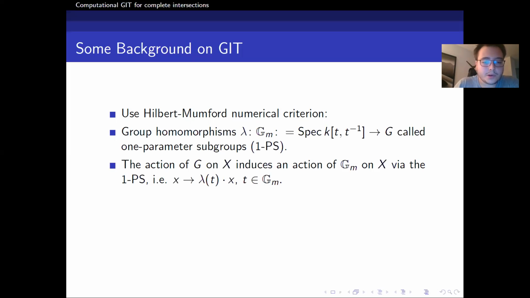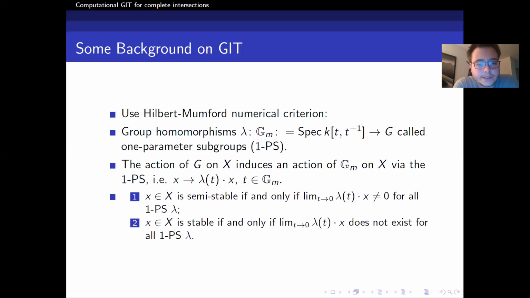Because of the action of G on X, one-parameter subgroups also induce an action of G_m on X. Essentially, we have x going to lambda(t) acting on x, where lambda(t) is an element of G and t is an element of the torus. The Hilbert-Mumford numerical criterion reads as follows.